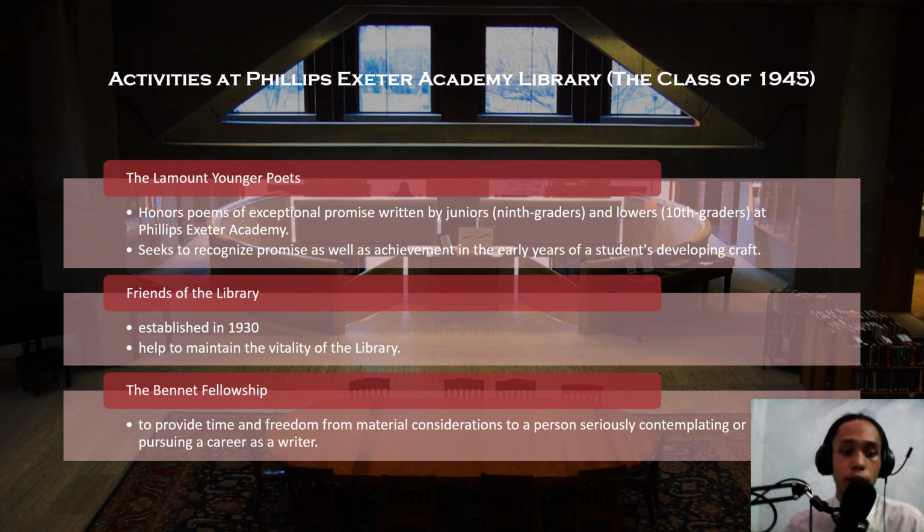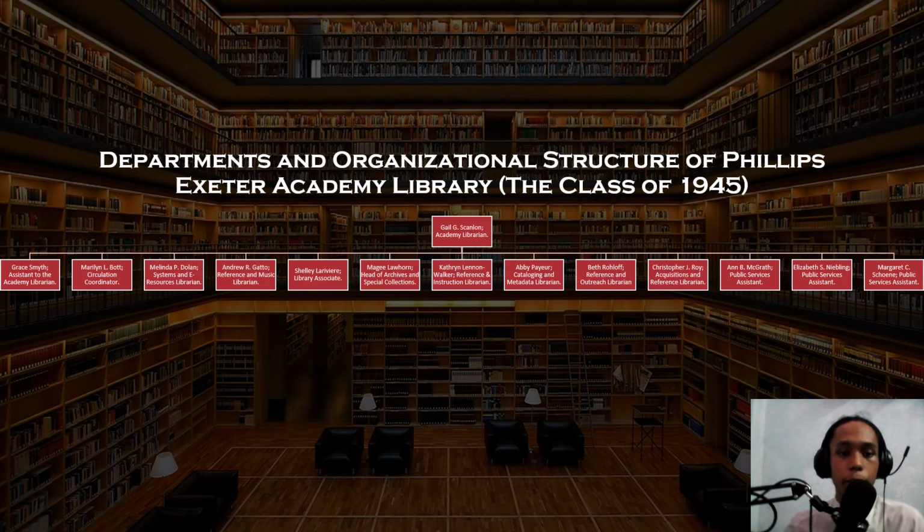Next is Friends of the Library. It was established in 1930 and helps to maintain the vitality of the library. Next is the Bennett Fellowship. This is to provide time and freedom for material consideration of a person seriously contemplating or pursuing a career as a writer. These are the departments and organizational structure of Phillips Exeter Academy Library or the Class of 1945 Library.